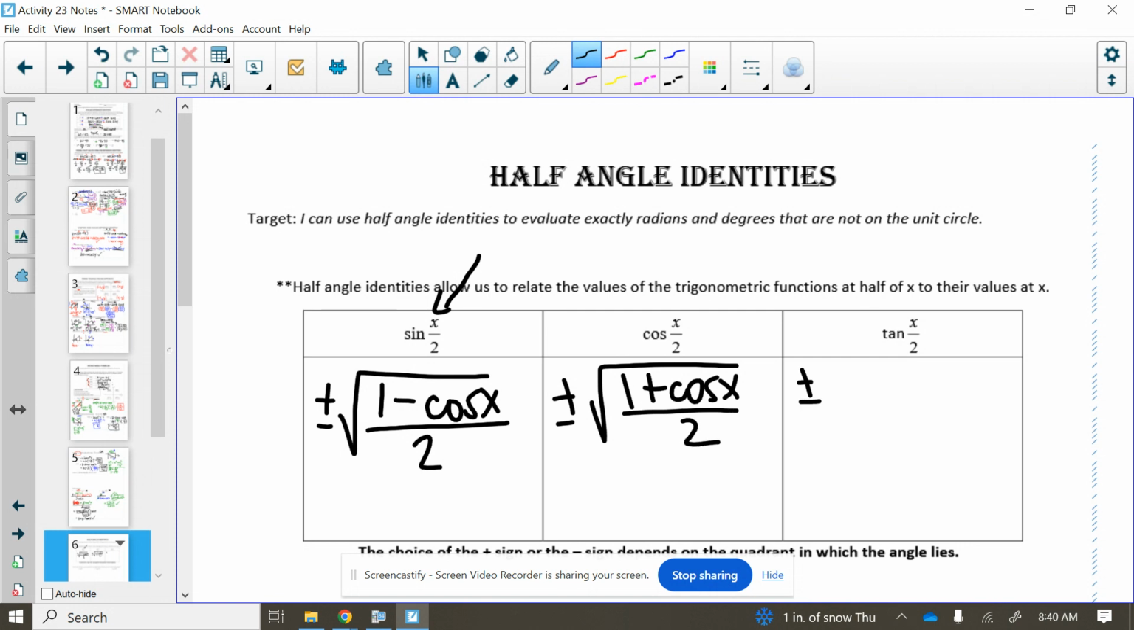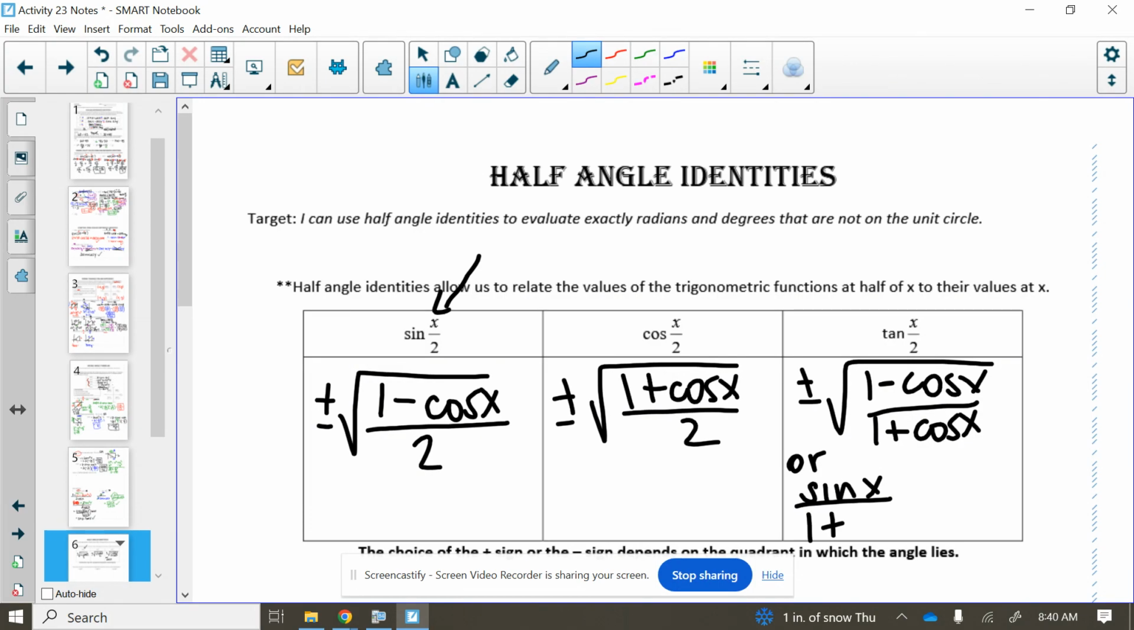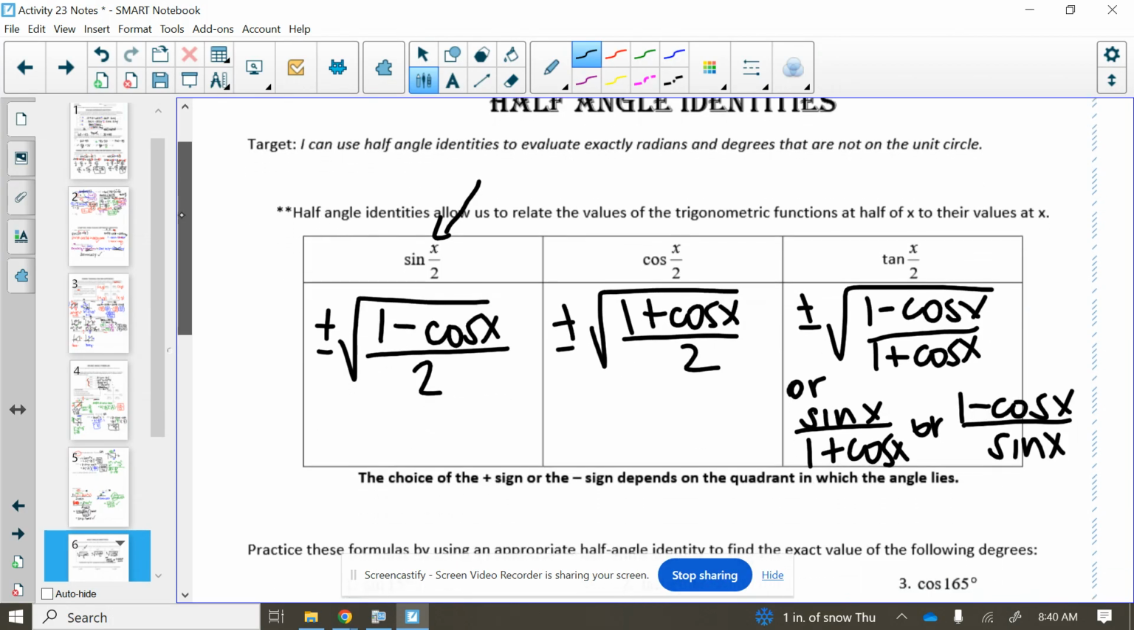The tangent, officially, we have a couple, right? We have basically the sine divided by the cosine, but essentially what that simplifies to be is the square root of 1 minus cos over 1 plus cos. Or there's a couple other variations that may be of use. Officially you could do sine of x over 1 plus cosine of x, or 1 minus cosine of x over sine of x. So there are different variations on when you might use either.